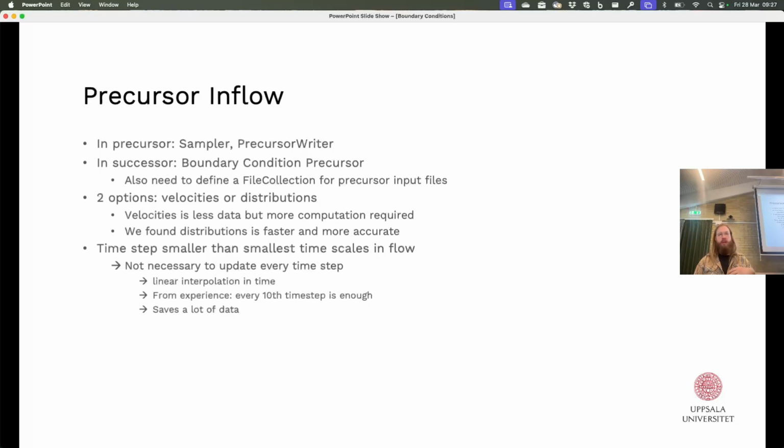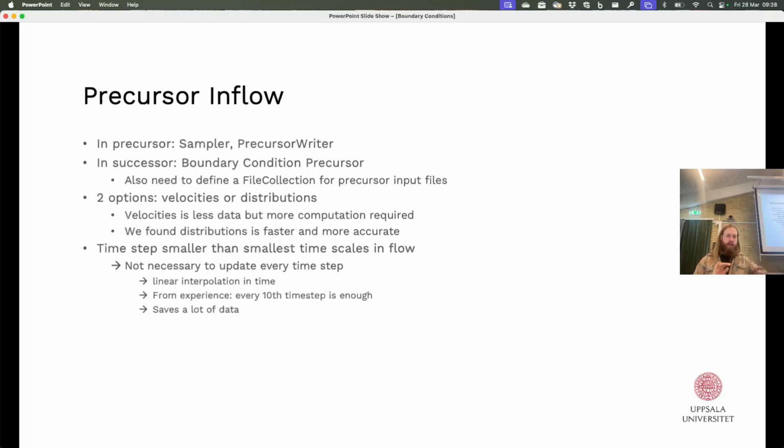Velocities are of course more interpretable, which is always nice, and also less data, because you need 4 quantities per node per time step. Whereas for populations, you need 9, because you're missing 9 populations that are streaming into the domain from the outside. So it's much more data. But we found that since the smallest time step in LBM is much smaller than the smallest features in the flow, we don't need to record and feed back every time step. We can do a linear interpolation between two time steps. So we record one set of populations at t, and then at t plus 10, and do a linear interpolation in between.